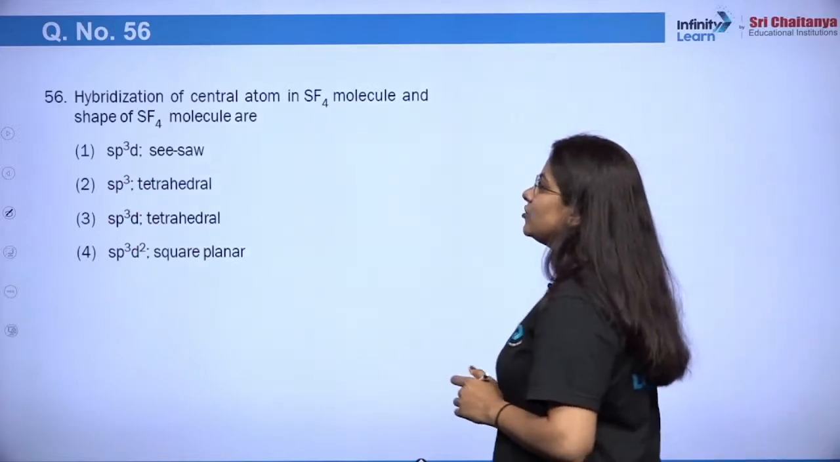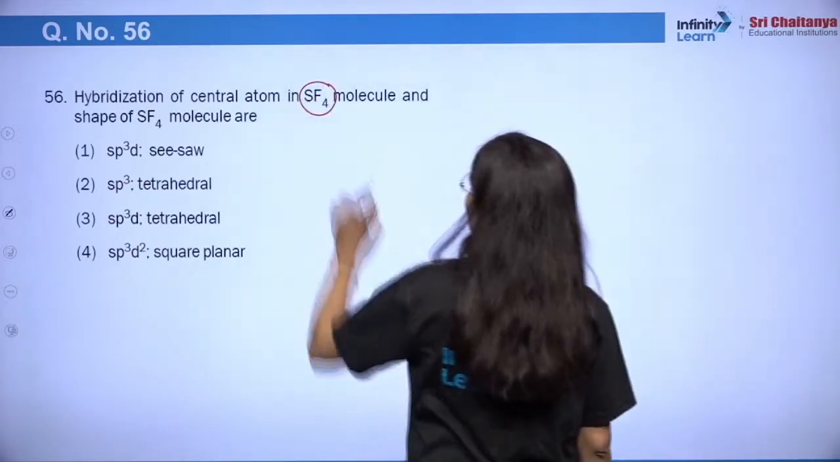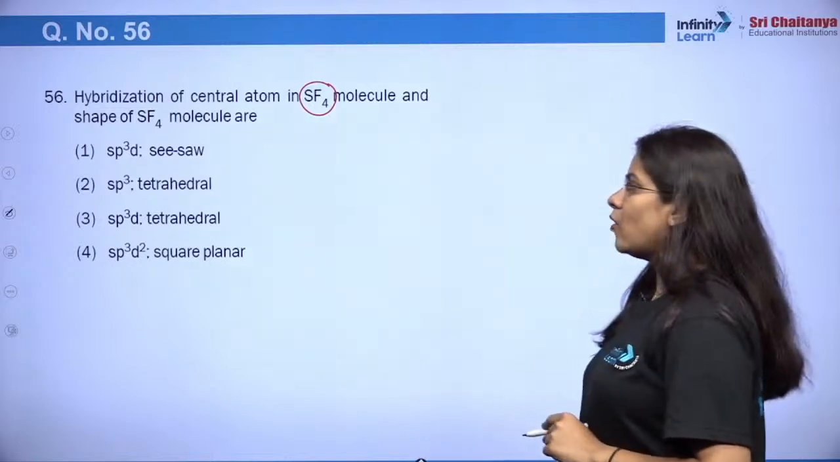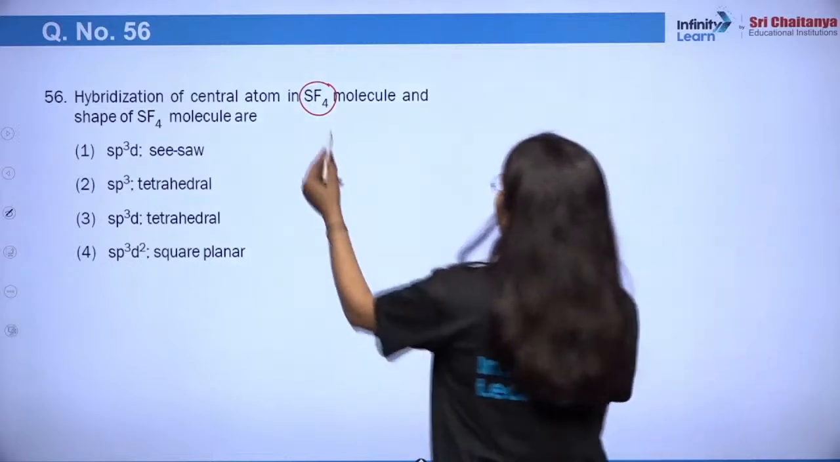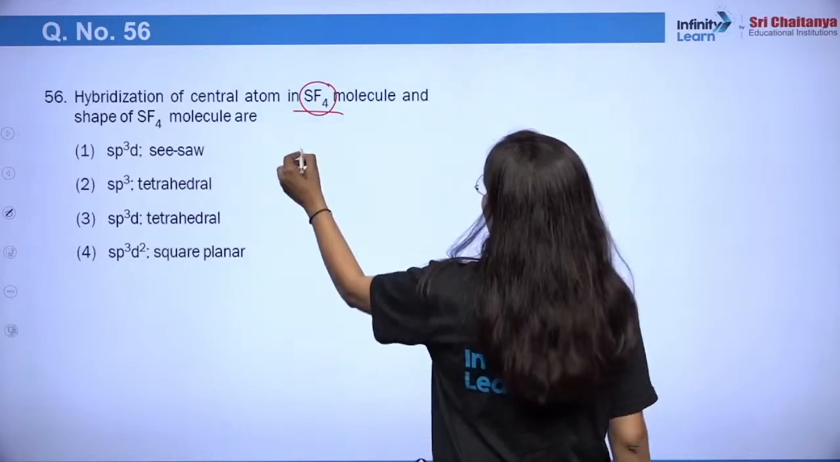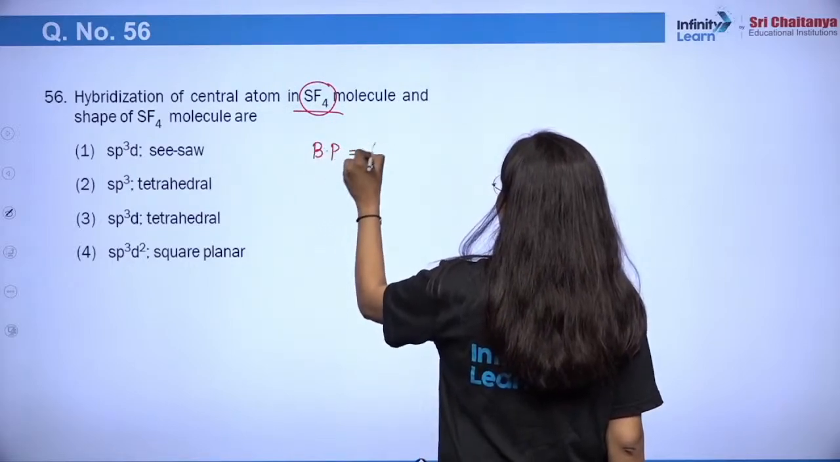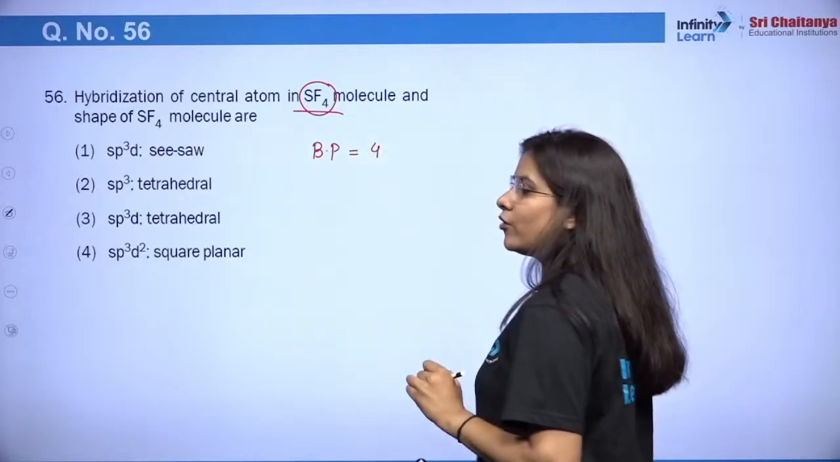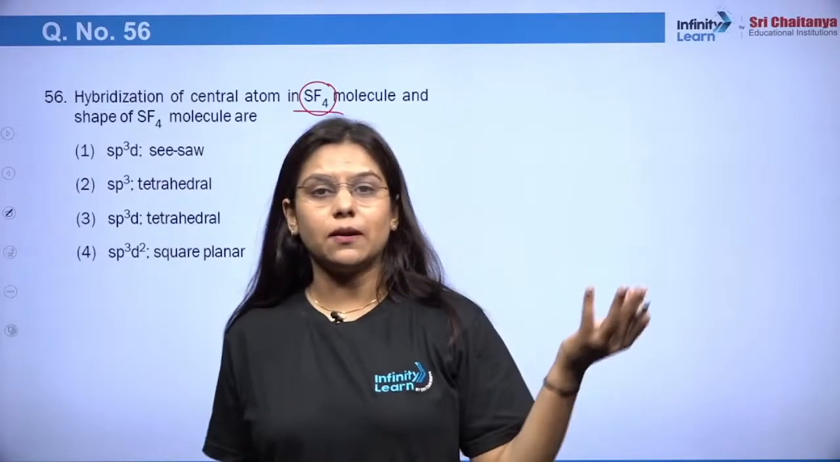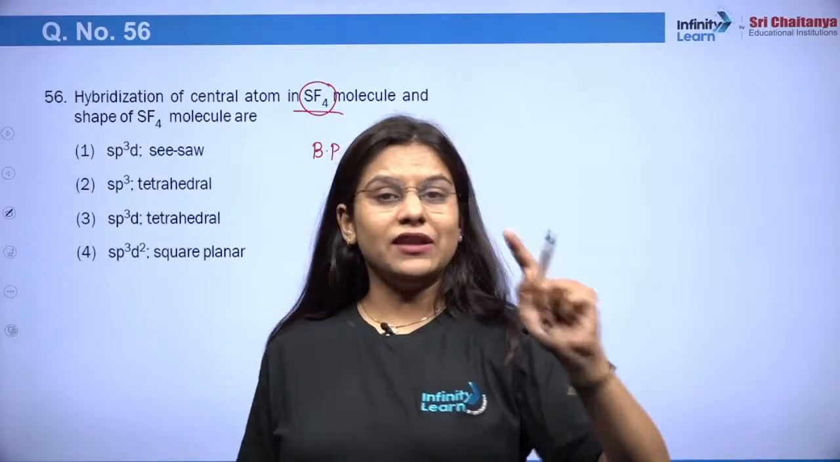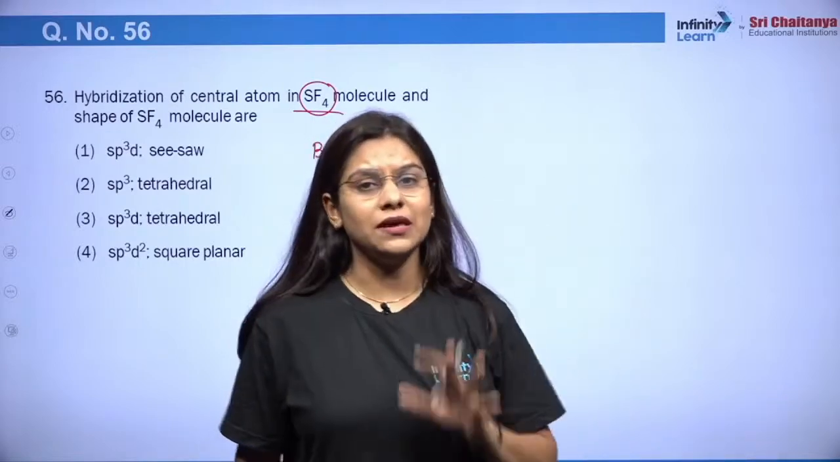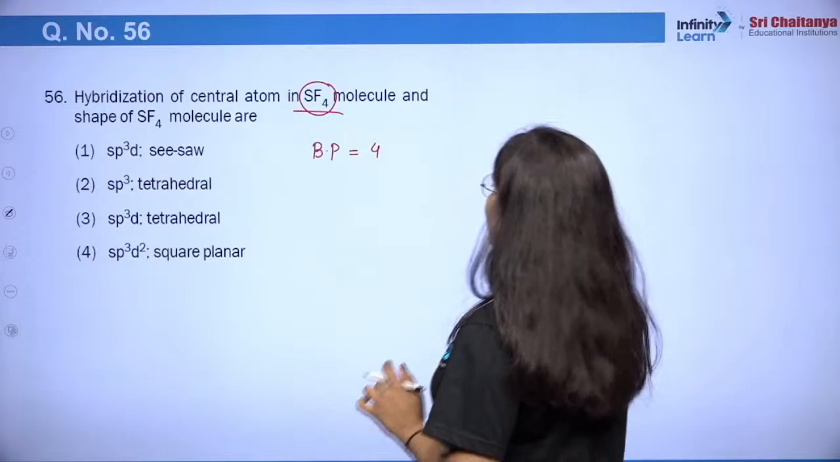The hybridization of the central atom in SF4 molecule and the shape of SF4. So first I will find the shape. How can I find the shape? On the basis of the number of electron pairs. What are the number of bond pairs? 4. Why? Because it is equal to the number of surrounding atoms. Central atom is sulfur, fluorine is the surrounding atom. So bond pairs are 4.